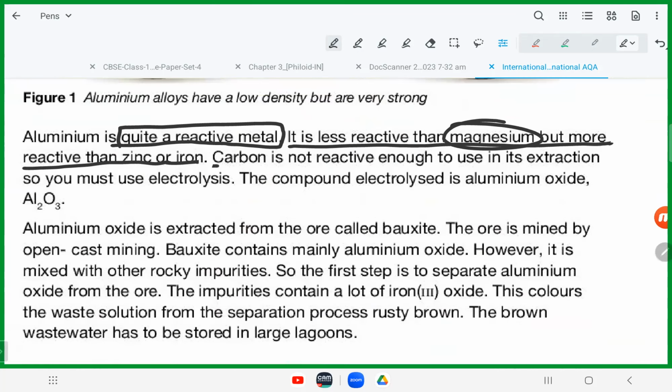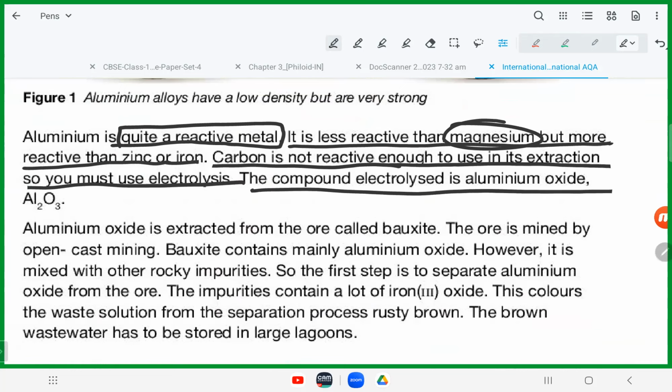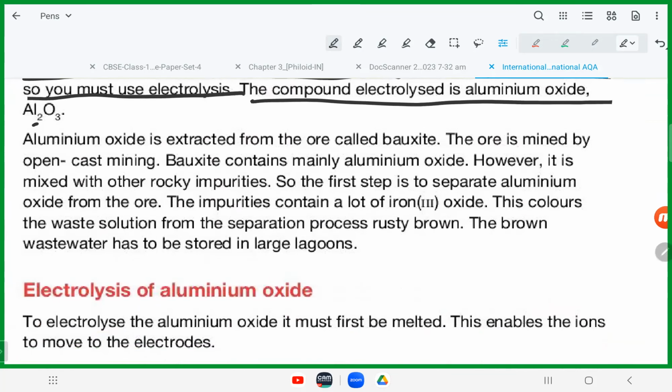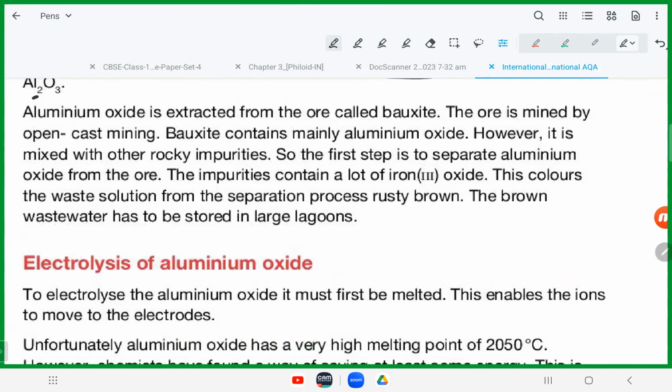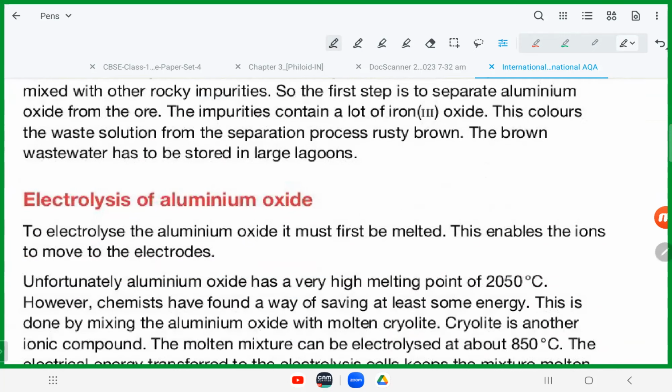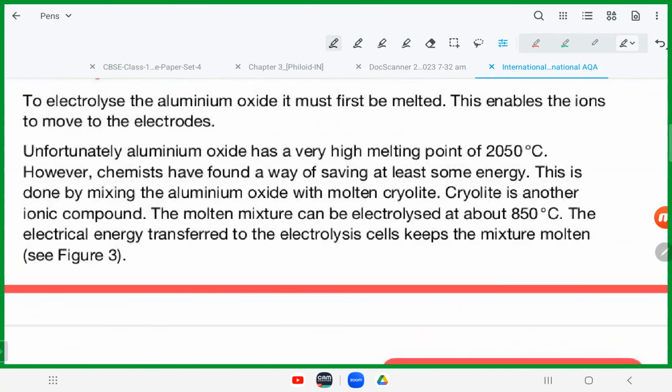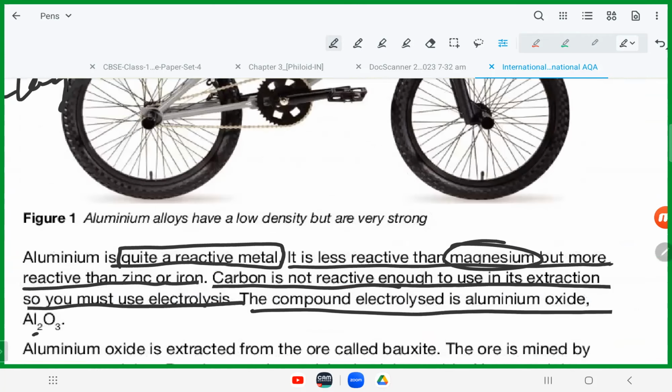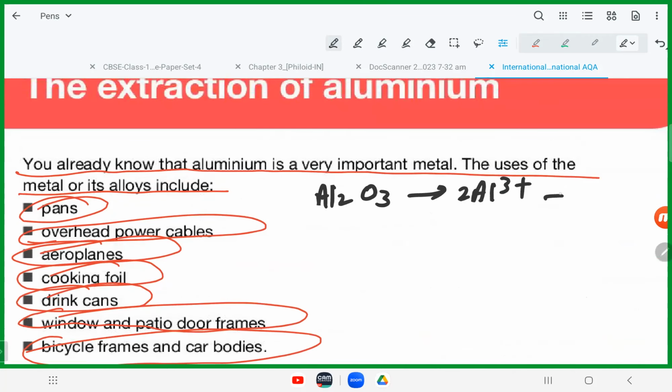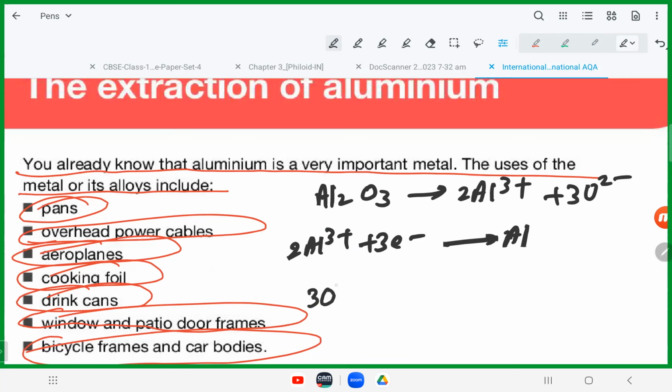Carbon is not reactive enough to use for extraction, so you must use electrolysis. The compound electrolyzed is aluminum oxide. So if you electrolyze aluminum oxide, how are the products formed? Here I am writing: Al2O3 is electrolyzed to 2Al3+ plus 3O2-. The 2Al3+ can gain 3 electrons to become aluminum metal, and 3O2- remains.